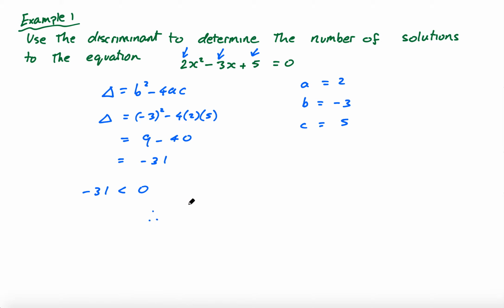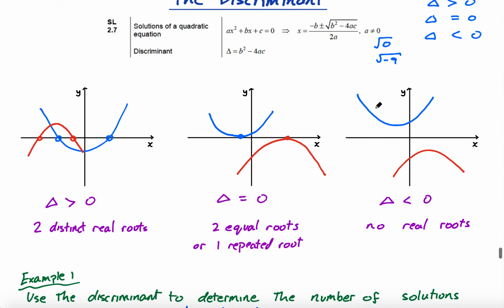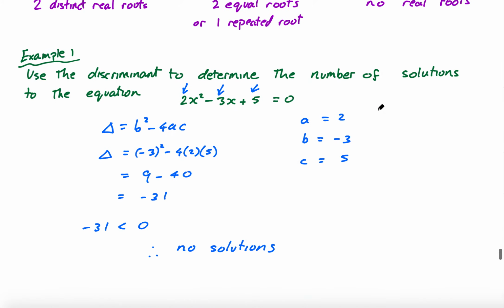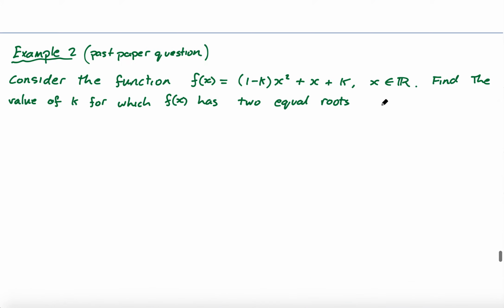Therefore, there are no solutions to the equation. So the discriminant tells us how many solutions. So I know this has no solutions. And if I was to draw that, it would look something like this. A smiley face that doesn't touch the x-axis. I think it's probably over here somewhere, but it will not touch the x-axis.